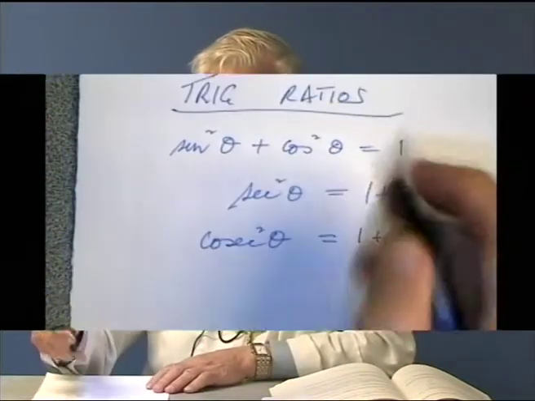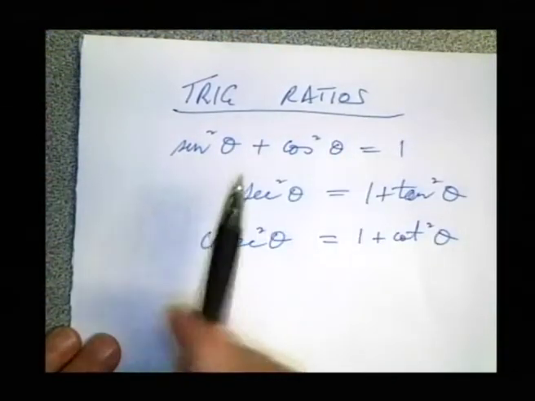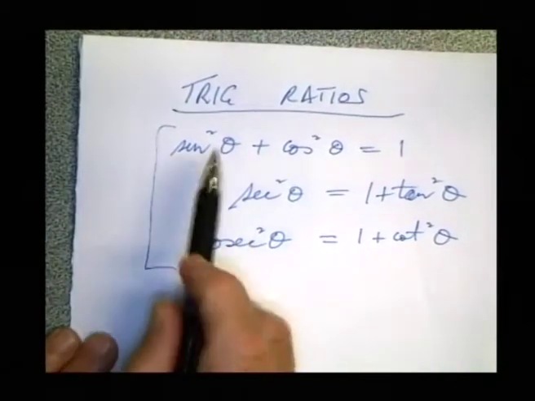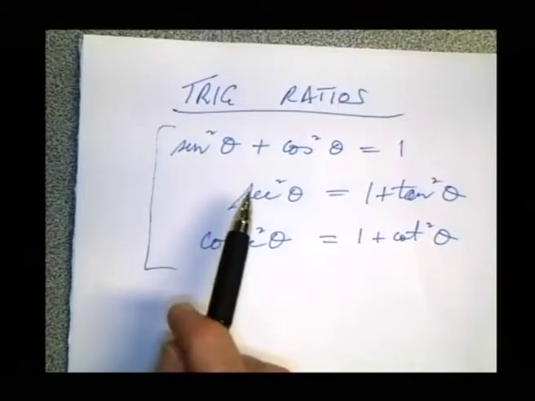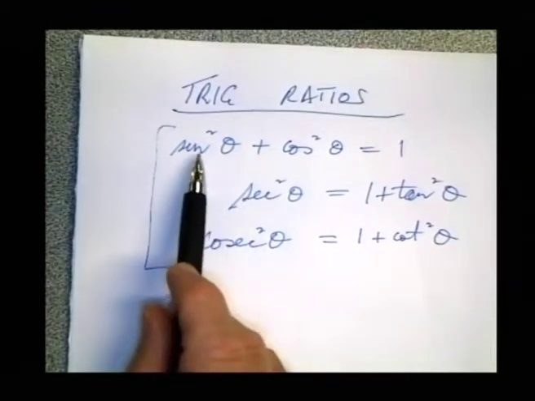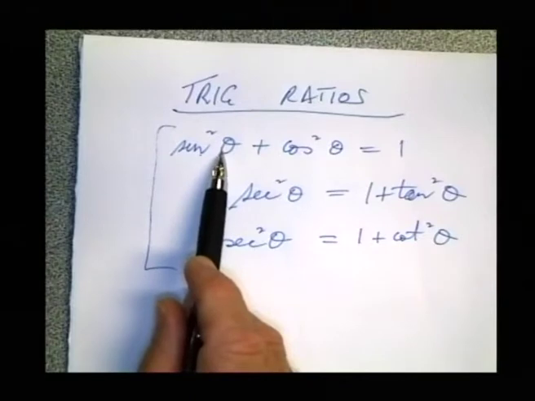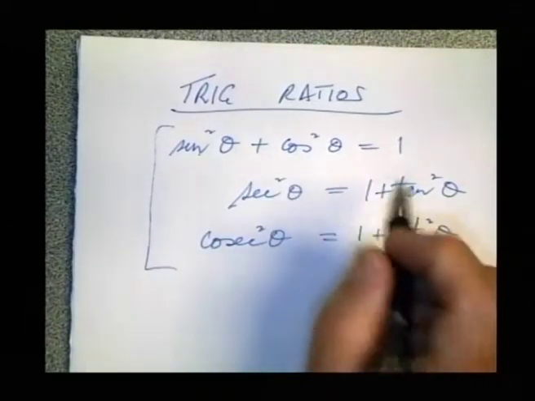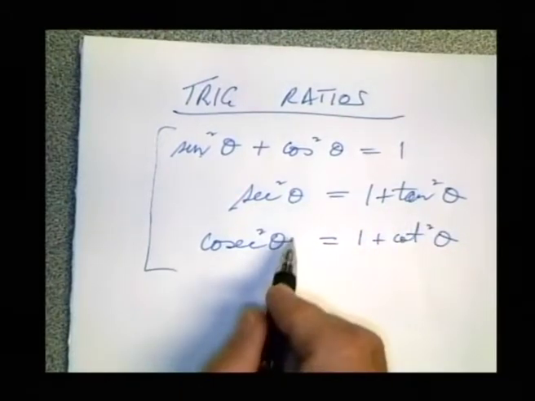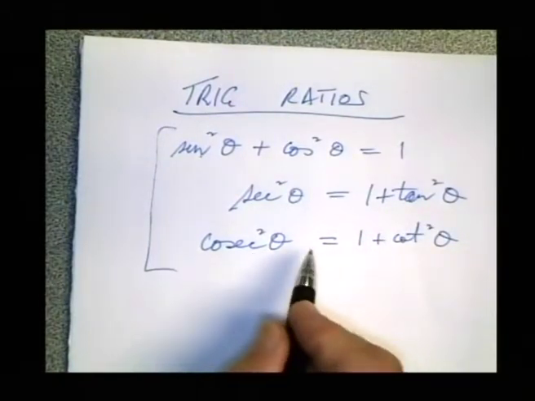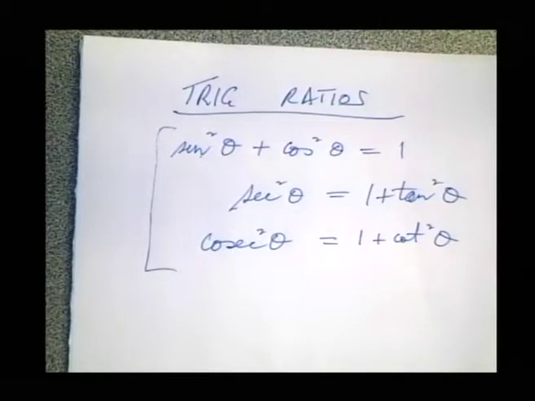Next part is trig ratios, the relationship or trig identities. Instead of trig ratios, we'll call this trig identities. The trig identities are all connections between sine squared, cos squared, sec squared, cosec squared, cot squared. The relationships are that sine squared theta plus cos squared theta is equal to 1, sec squared theta is 1 plus tan squared theta, and cosec squared theta is 1 plus cot squared theta.